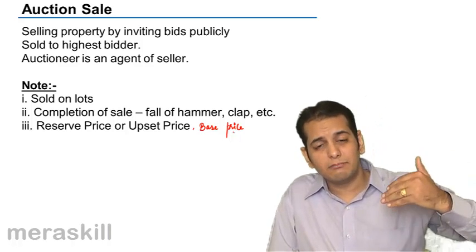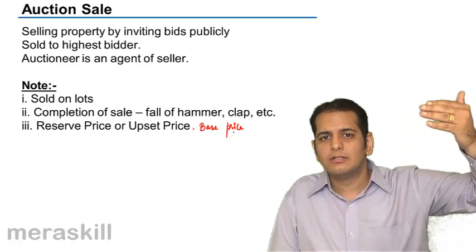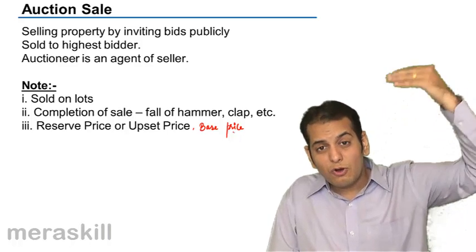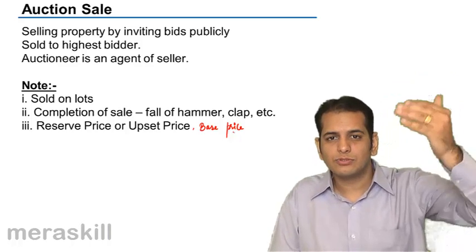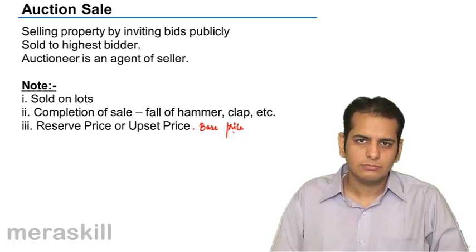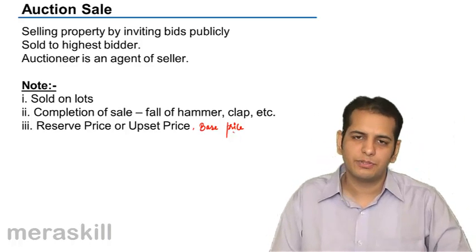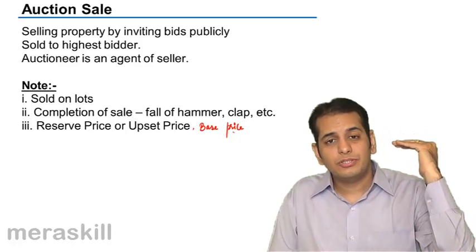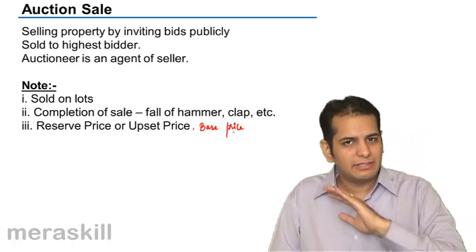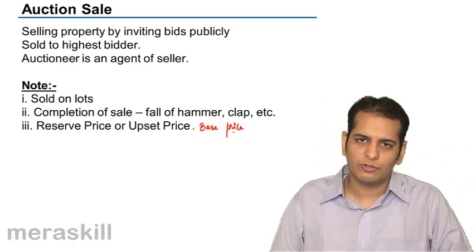However, if the highest bidder goes beyond this reserve price, let's say the highest bid comes to rupees 7 lakhs, then he may sell it to the highest bidder for this price. But if the reserve price is not achieved, he may cancel the whole of the auction.